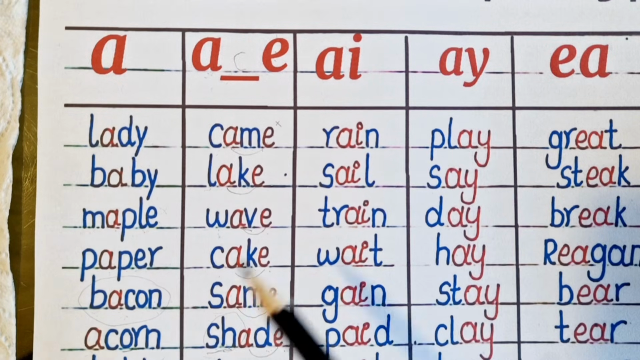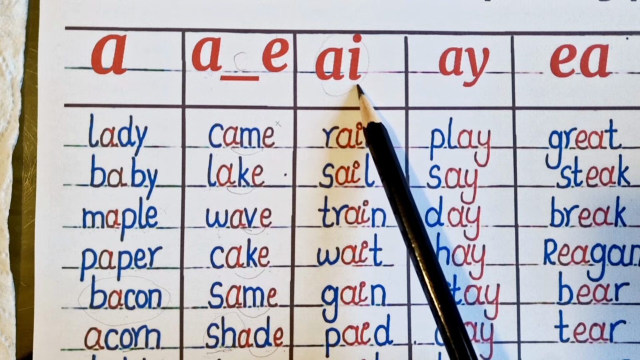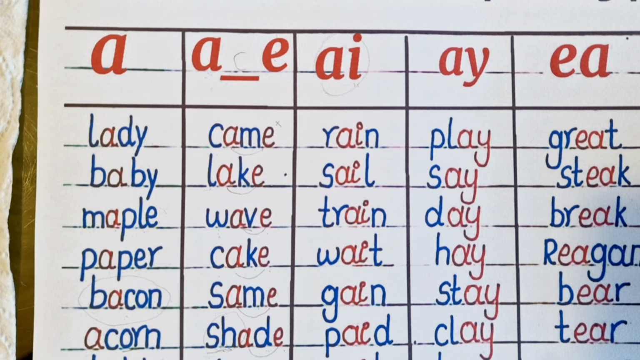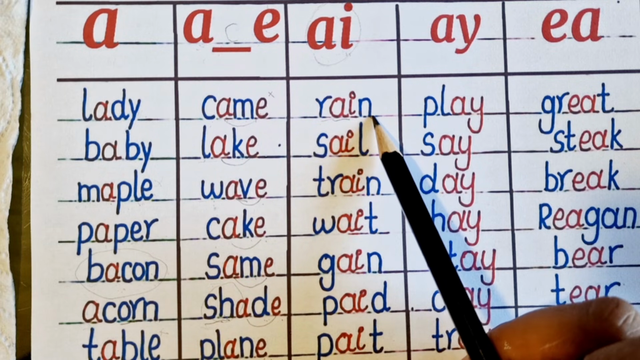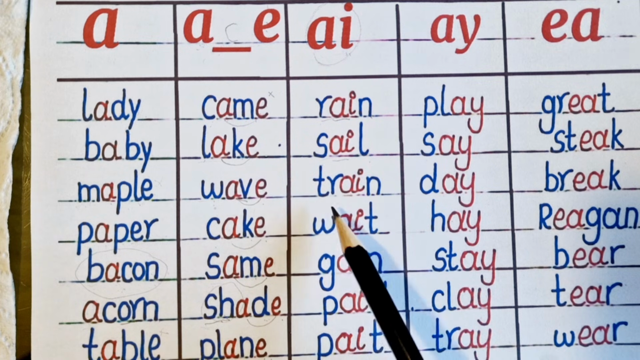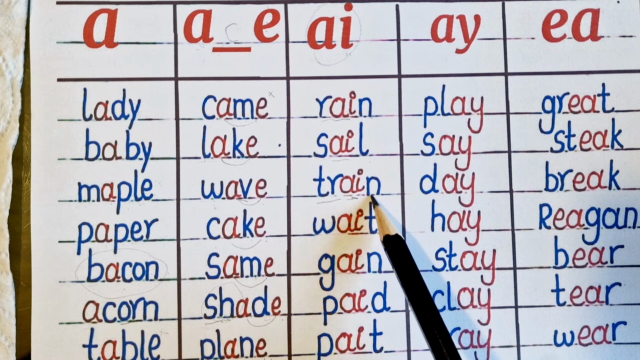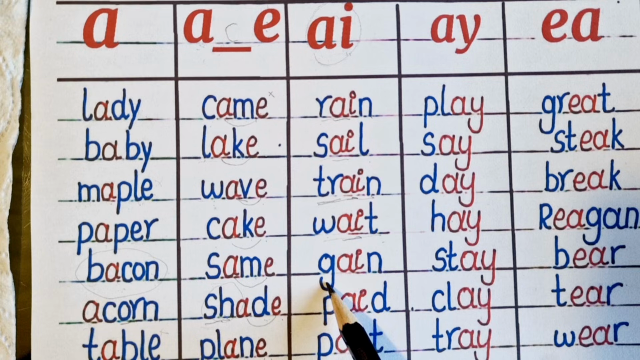Next spelling pattern is whenever you see A and I together in a word, we will say the long vowel A sound. Just like A, rain. S, A, sail. Tr, A, train. W, A, t, wait. G, A N gain.